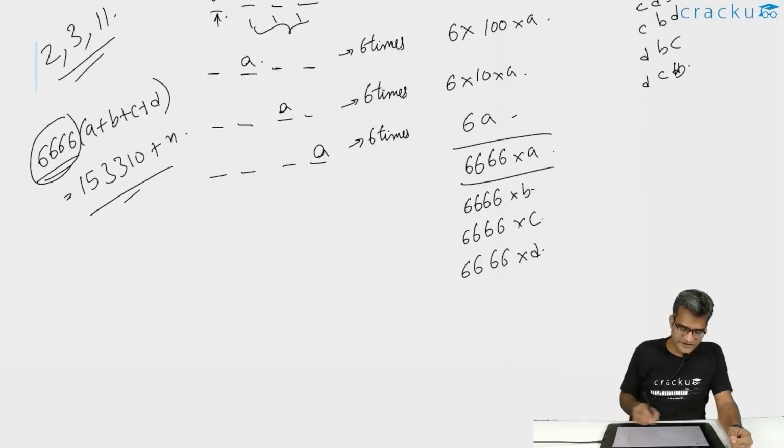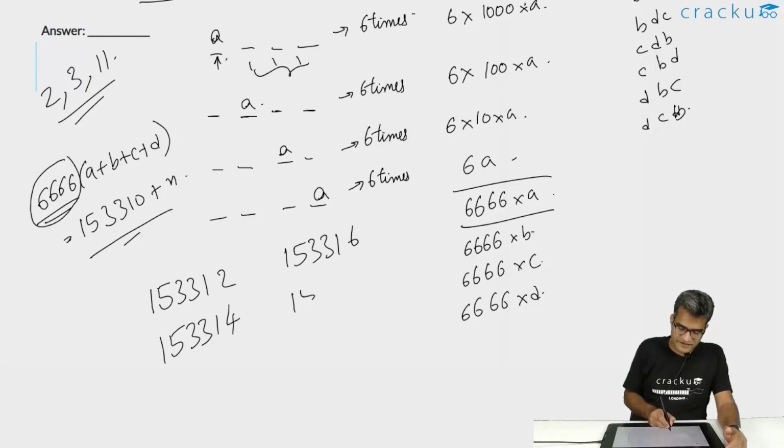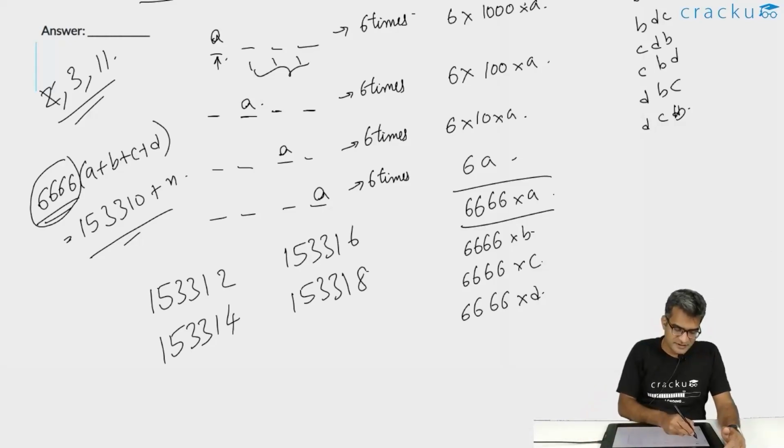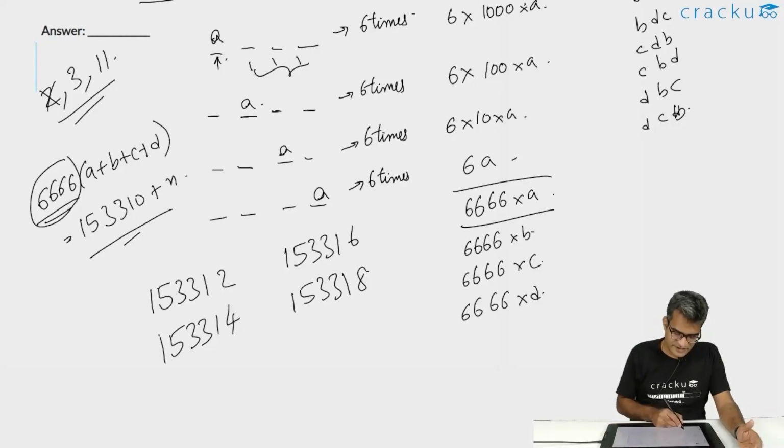So the value of N will be either 153312 or 153314 or 153316 or 153318; 10 is allowed, it's a single digit natural number. Only these are the possible values. It is a multiple of 3 because 6666 is a multiple of 3. So we will figure out that the sum is either these two because the remaining two are not multiples of 3. So it is either this or it is this.